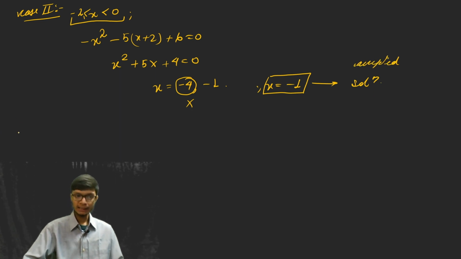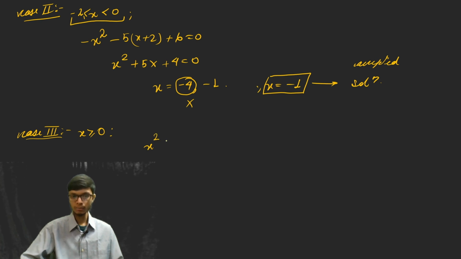Okay, now the last case will be the case number third, and the last case will be basically when x is greater than or equal to 0. So for this particular case, the modulus of x will open in positive sign, so this will make you x square minus 5 times of x plus 2 plus of 6 is equal to 0. So this will give you the quadratic equation, which is x square minus 5x minus 4 is equal to 0.